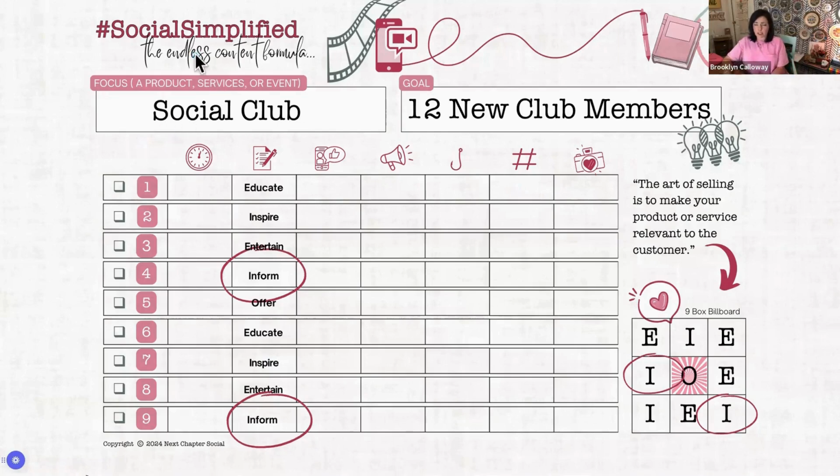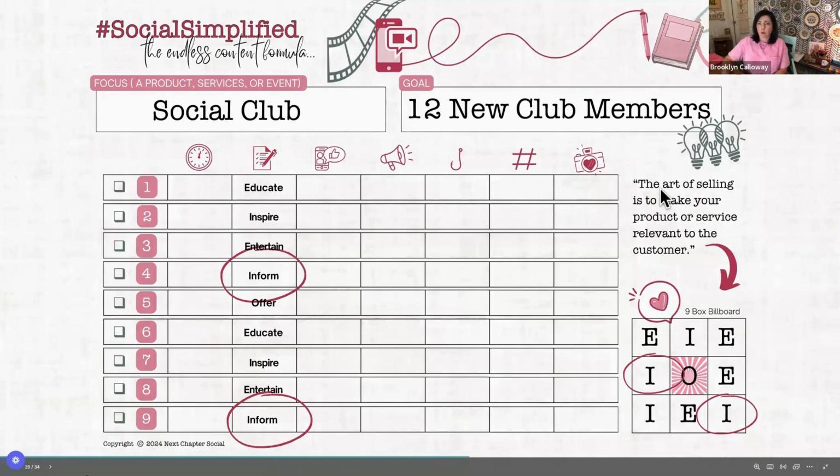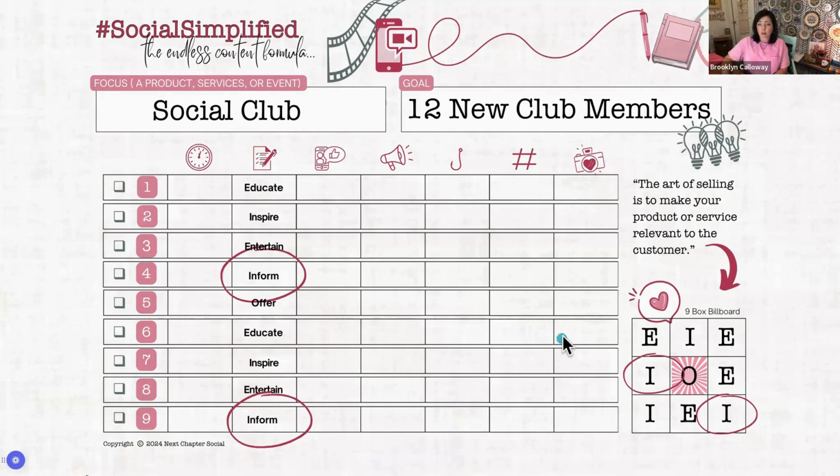Social Simplified worksheet built on the endless content formula. You put your product or your service that you're going to focus on here. So the focus of these 9 posts and your number goal. Well, we want 12 new social club members. So by having that number goal, we can decide if we've reached that goal through our campaign, because all of these put together is called a campaign. You're writing a series of posts strung together for a common goal that have a singular focus. That's a campaign on social media.